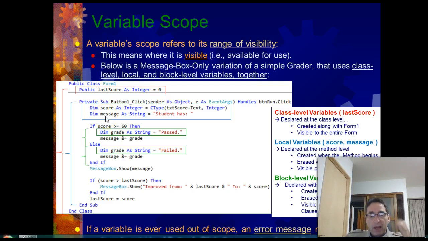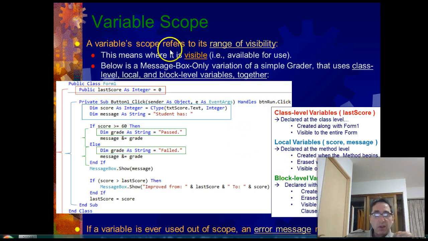And then we have block level variables like grade. So grade is declared within this block, and as soon as we leave this block, it's not available anymore, and that's why we have to redefine it here or redeclare it there. So created when the block begins, it's declared within a block or clause, erased when the block ends, visible only within that block or clause.